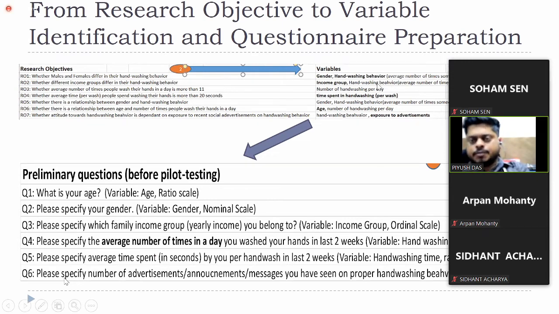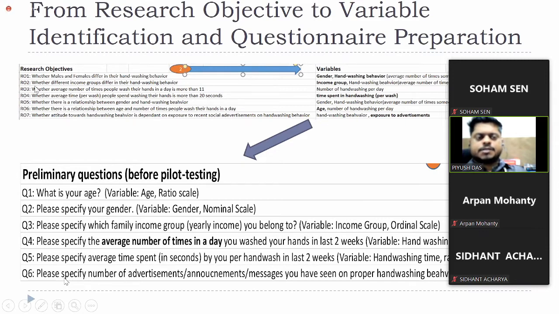Then the hand washing behavior. How do I define the hand washing behavior? Again, depending upon different research objectives, that will differ, right? What I've taken is the average number of times someone washes their hands per day, right? In a day, how many times they're on an average washing their hand, right? So that needs to be defined in your questionnaire, right? Because when I say, okay, how many times you wash your hand, whether it is per day, per week, per month, I have to define, right? On an average.